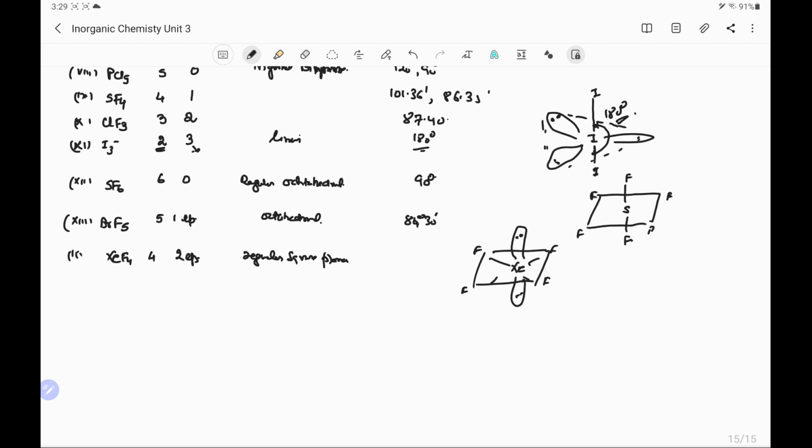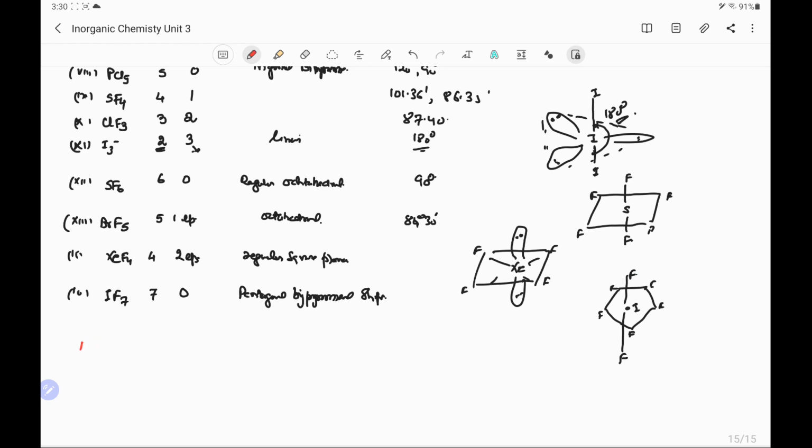This is Xe. Also, one more is IF7. It has 7 bond pairs, 0 lone pairs, and it has a regular pentagonal bipyramidal shape. And we can draw this as a pentagon, and in the center this is I, and 5 F are at the corners of the pentagon, and 2 fluorines are at the apex positions, up and down.